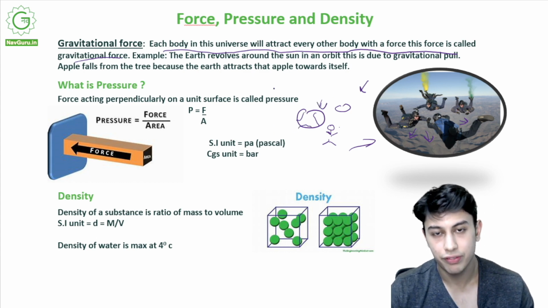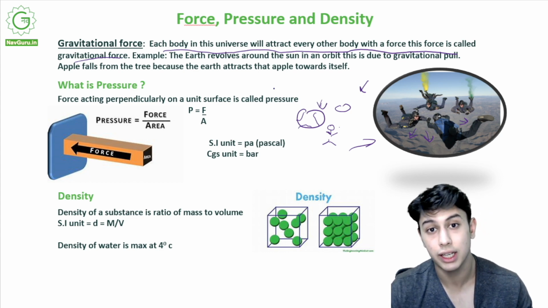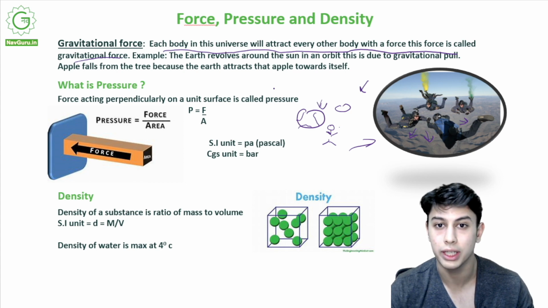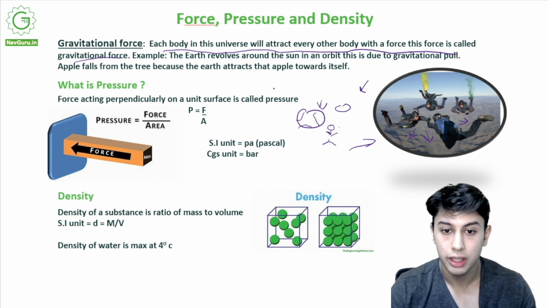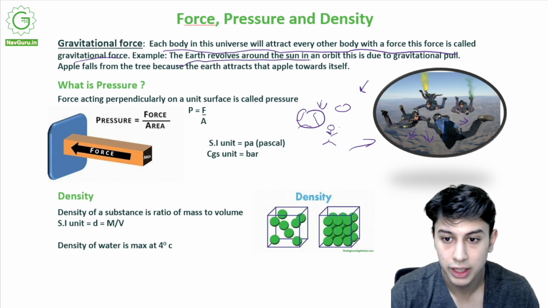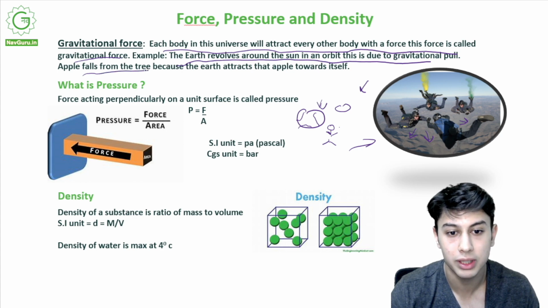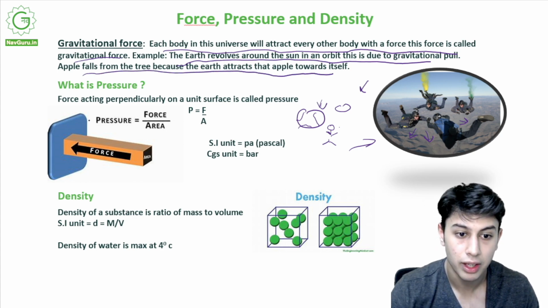Every body in this universe that has mass will attract every smaller body. It will attract. The earth revolves around the sun in an orbit. This is due to gravitational pull. Apple falls from the tree because the earth attracts the apple towards itself.